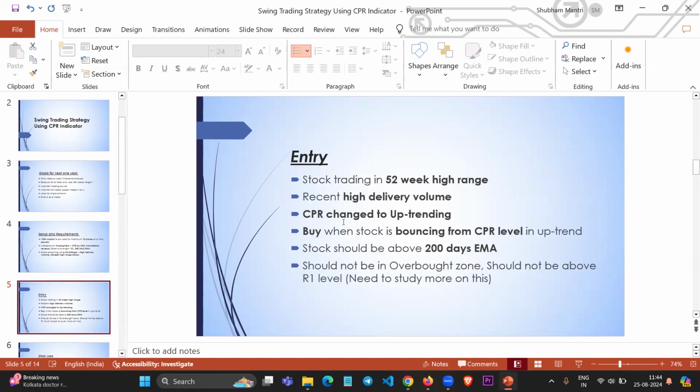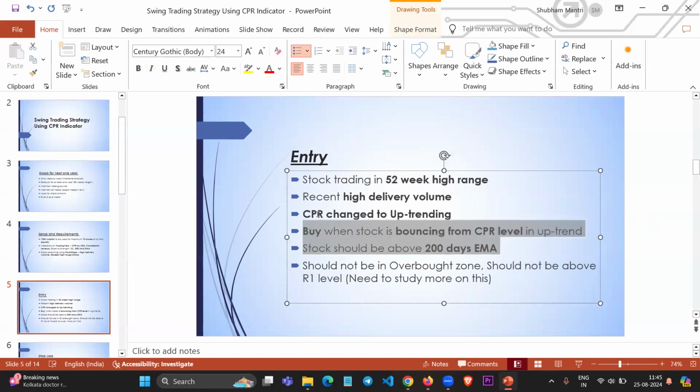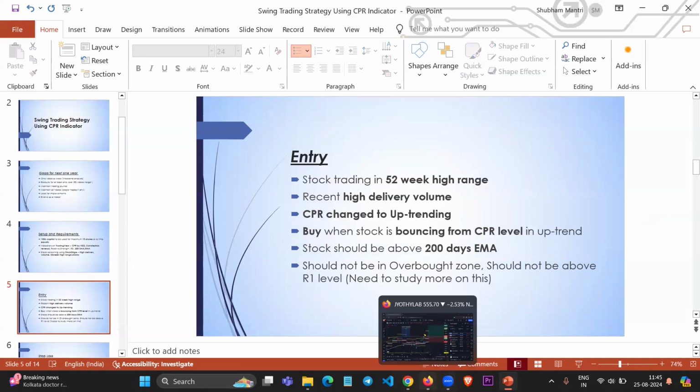Earlier in our entry criteria we had 4 conditions: the stock should be trading in the 52-week high range, it should have shown a recent high delivery volume, CPR should have changed to uptrend, and we buy the stock when it is bouncing from the CPR level. Now I have added one more condition: the stock should be above the 200 days exponential moving average. So now we have a total of 5 conditions before entering into a stock. So that was about the strategy update.